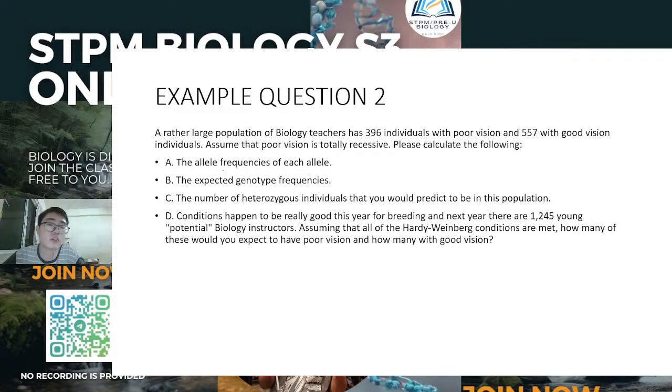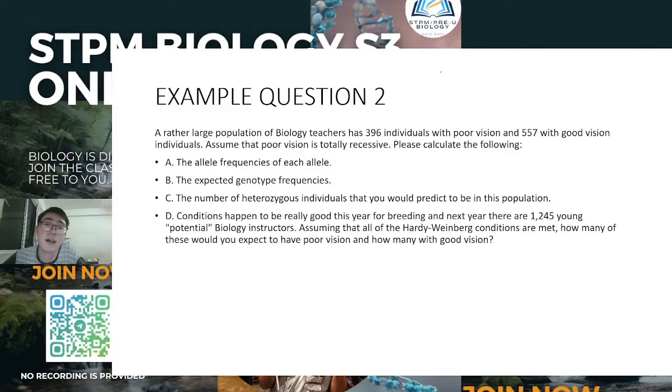Question 2 is: in a large population of biology teachers, there are 396 individuals with poor vision and 557 with good vision. Assume that poor vision is totally recessive. Please calculate the following. From this sentence, what information do you get? It gives you that 396 biology teachers have poor vision, and 557 biology teachers have good vision. And it says that poor vision is totally recessive.